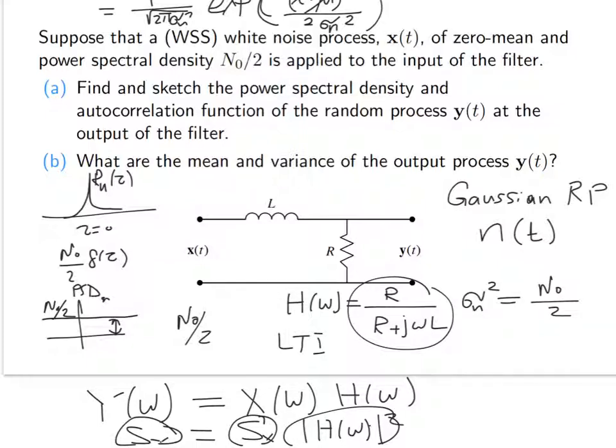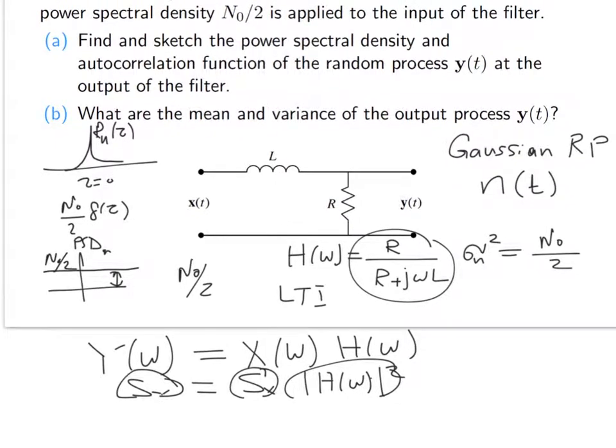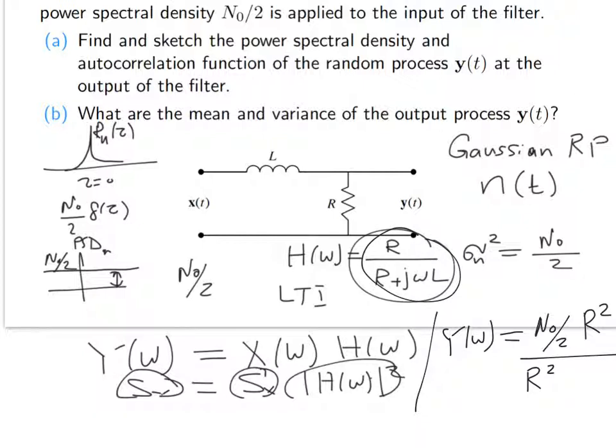Any expressions in the horizon? So Y of omega is equal to? I think it's N naught over 2 times R squared over R squared plus omega squared L squared. So N naught over 2 multiplied by R squared divided by R squared plus omega squared L squared. You are getting the magnitude, so what do you do? You multiply this times its conjugate. Okay?